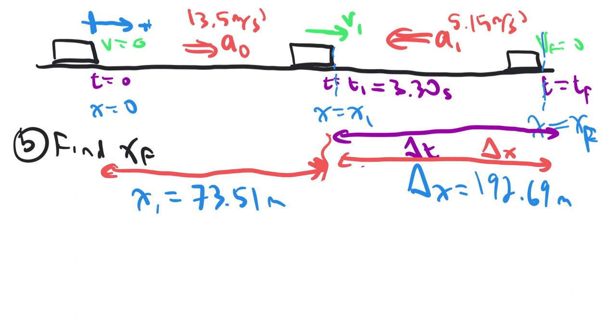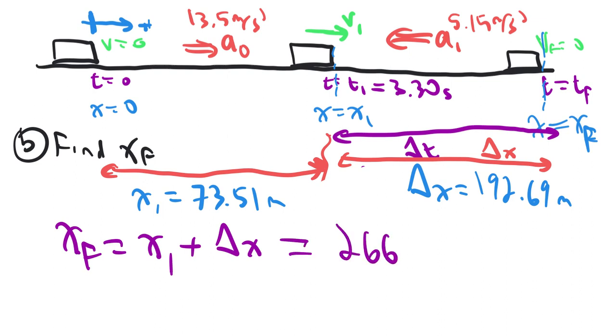So the actual position xf, where I end up, is where I start plus how much extra I get. Sort of the h here. So I add 73.51 to 192.69, and I end up with 266.195, and if I say sig figs, that should round to 266, which is in agreement with the sampling. So that's one way to do that.